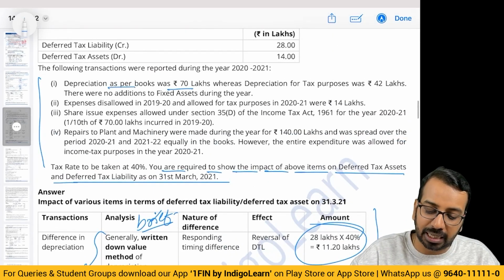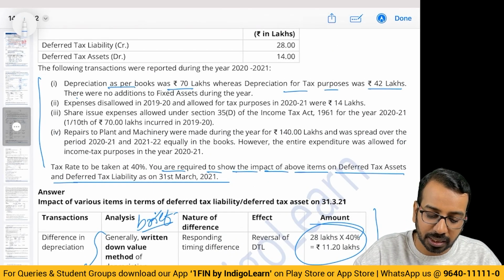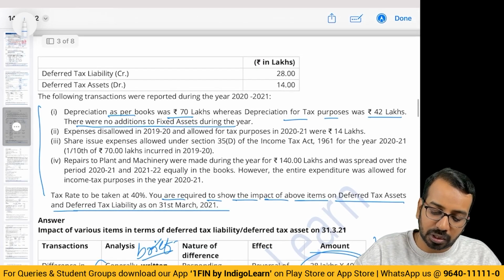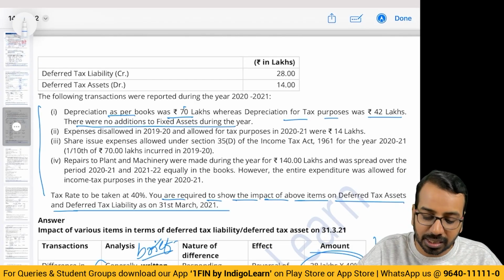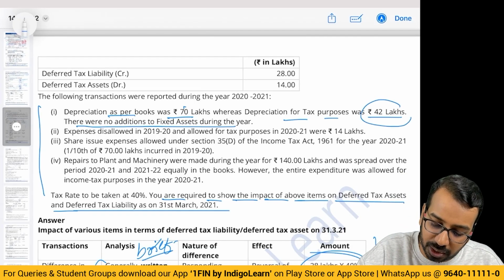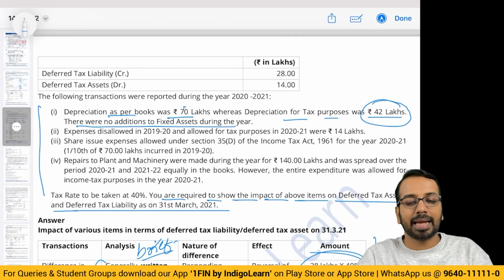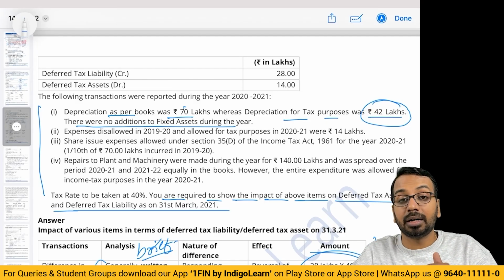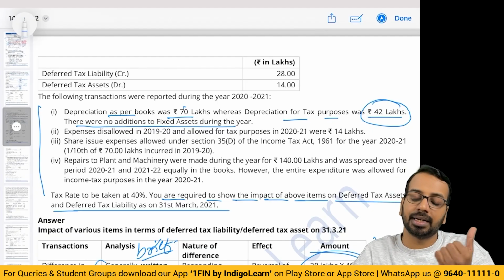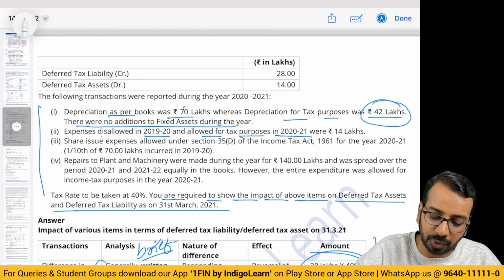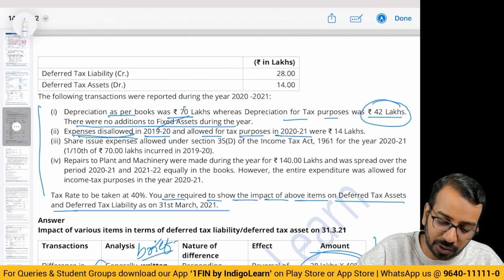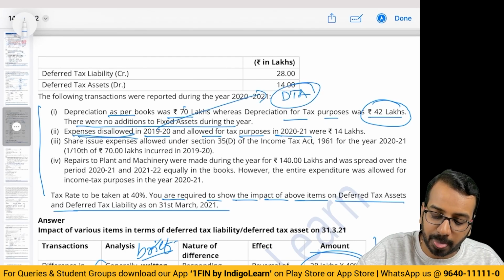Depreciation as per books is 70 lakhs. Depreciation for tax purpose was 42 lakhs. There were no additions during the year. So 70 and 42. The difference on account of depreciation is a temporary difference, resulting in lower depreciation for tax purpose. So either it can be a deferred tax asset creation, or it can be a reversal of deferred tax liability created earlier. Expenses disallowed in 19-20 and allowed for tax purpose in 20-21. So always remember, when expense was disallowed in 19-20, it was DTA. Now it is reversal of DTA.